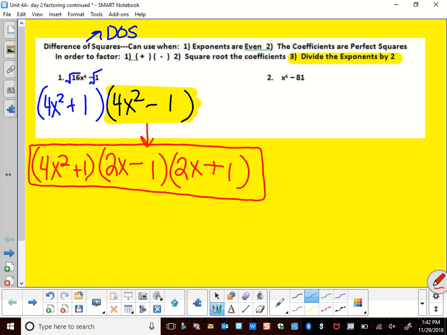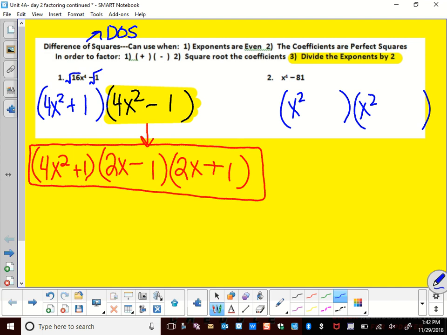Alright, let's look at number 2. Number 2, I have a binomial, so I have 2 terms. My exponent is even, so I'm good. And I have a perfect square. So I get into my DOTS. I have x to the 4th. What's half of 4? So we have x squared in each parentheses.